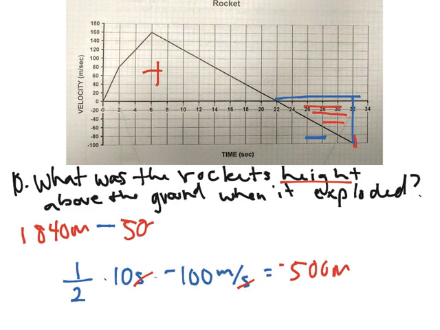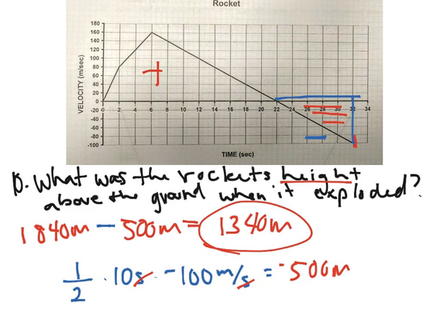You can either add them together and make this negative, or just keep this positive and subtract them. Either way, make sure that your number is smaller at the end, because it is, remember, falling. So 1,840 meters, subtract 500 meters, that'll give you 1,340 meters is its height when it exploded.